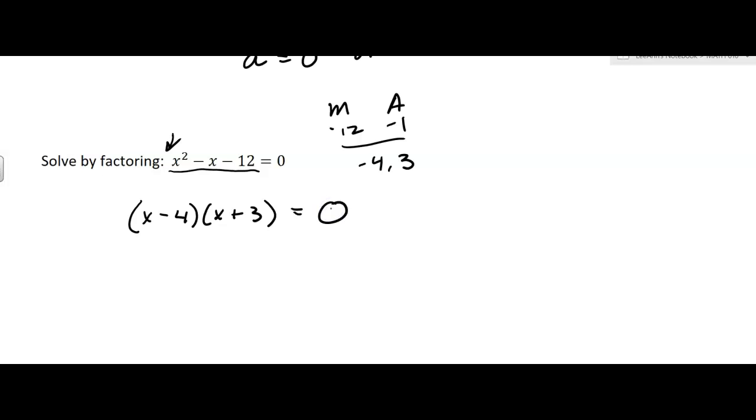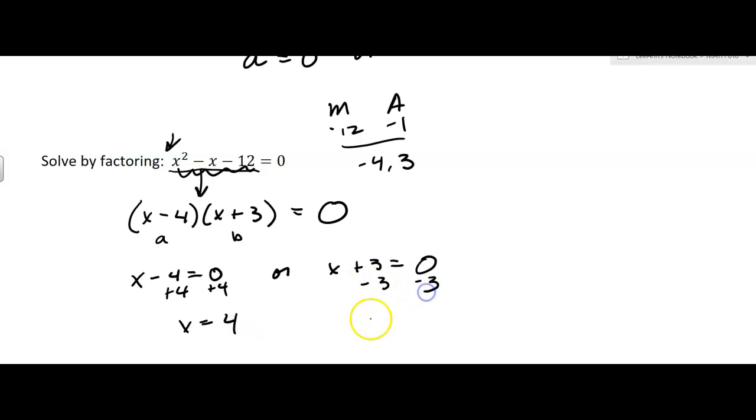Now, instead of having a bunch of terms being added and subtracted, we have multiplication. So because this multiplication equals 0, this is like the A, this is like the B. One of the 2 factors has to equal 0. Either x minus 4 equals 0 or x plus 3 equals 0. And so in this first equation, we solve it, add 4 to both sides. We get x equals 4. Over here we solve this little equation. We get x equals negative 3. So we get 2 solutions, 4 and negative 3.